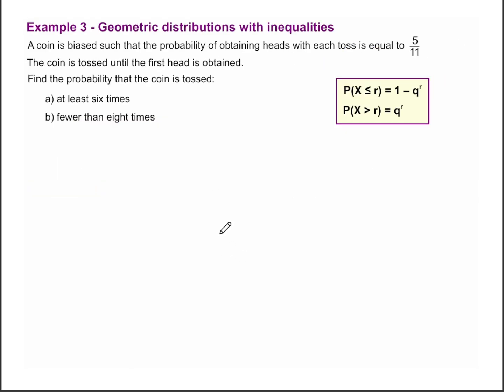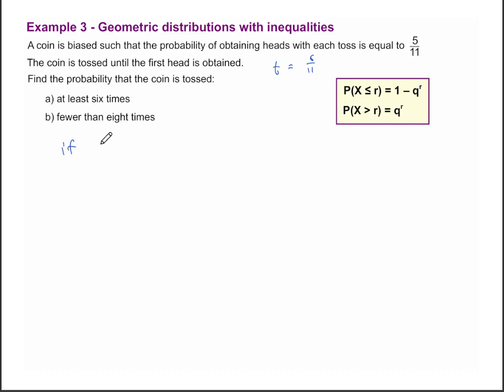Next example, we look at a coin that is biased such that the probability of obtaining heads with each toss is 5 over 11, and thus tails will be 6 over 11. A coin is tossed until the first head is obtained. Find the probability that the coin is tossed at least 6 times. If we want the coin to be tossed at least 6 times, that means we want the first 5 to be failures.